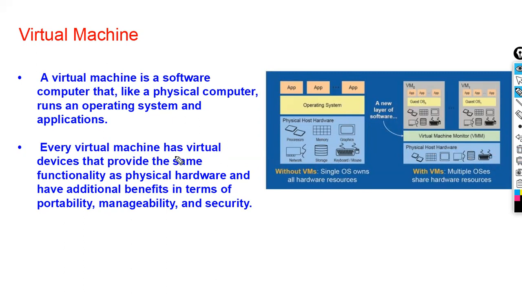So every virtual machine has virtual devices that provide the same functionality as physical hardware. So you will get the same functionality as physical hardware and have additional benefits in terms of portability, manageability, and security. So it is providing the same functionality and it is having some advantages as well. So what are these advantages? Portability, manageability, and security. We will discuss about what is this portability, manageability, and security.